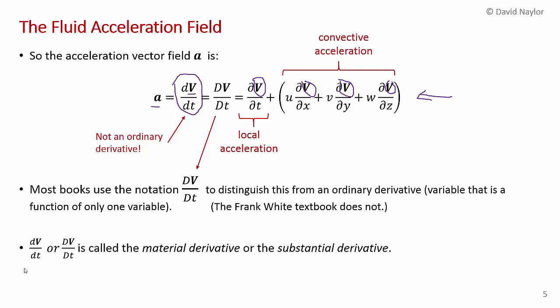This kind of derivative, where you include the local and convective accelerations, is called the material derivative, or the substantial derivative, or in some books the substantive derivative. And so it's different. It's not an ordinary derivative. V is a function, of course, of three spatial coordinates and time. So you have to keep your eye out for that. It's a little bit confusing in terms of nomenclature, but I think you can get used to it.